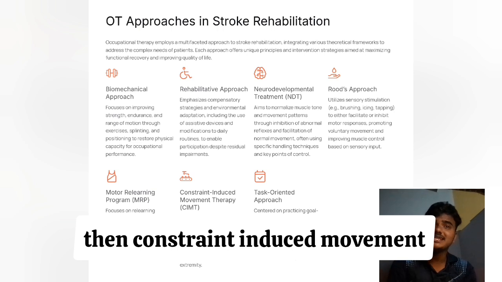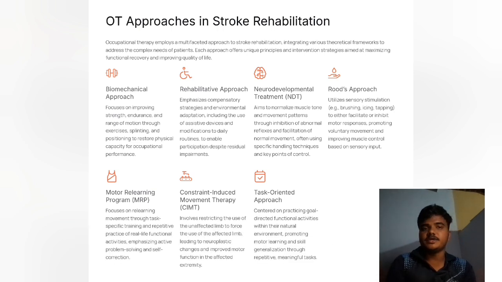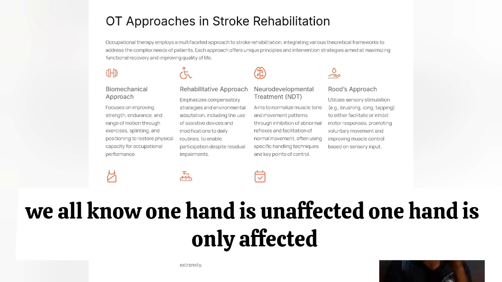Then constraint-induced movement therapy, which means we all know one hand is unaffected and only one hand is affected.